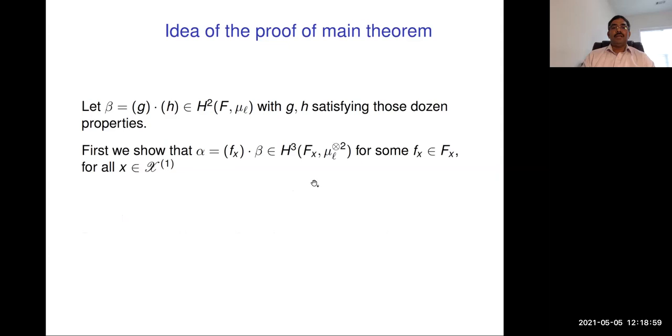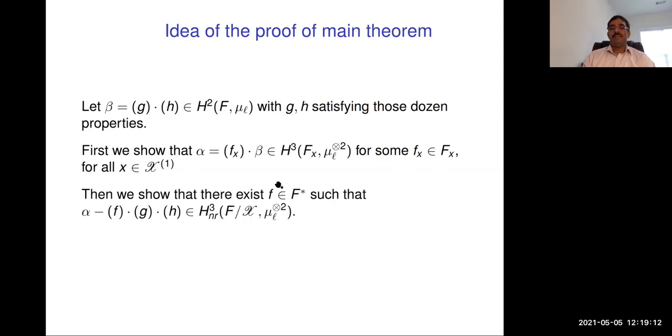Okay, so take this beta to be this (g, h) satisfying those dozen properties. First we show that alpha is f·x·beta in the completion of F at all codimension 1 points of X. And then we show that there is some f such that alpha minus (f, g, h) is unramified. When the difference is unramified, by the result of Parimala, it follows that alpha is (f, g, h). So this is a symbol.